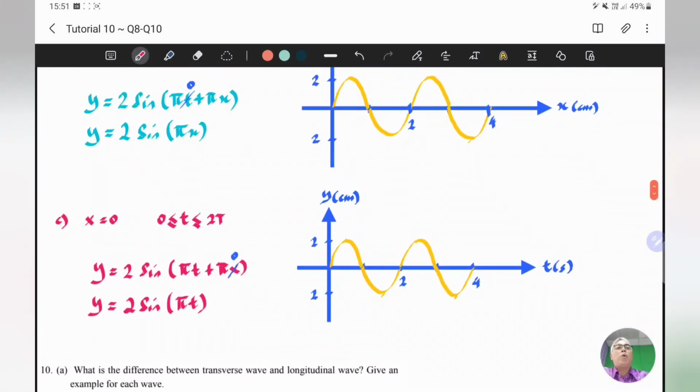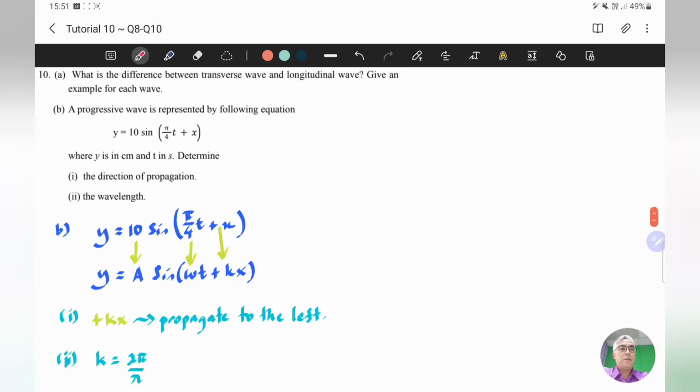Alright, so this is the way how we sketch a graph for any wave by giving you the equation. Okay, next, let's start with question number 10. I want to focus on calculation only. So 10A, you may answer it. The answer is given already in the notes. Just copy and paste.